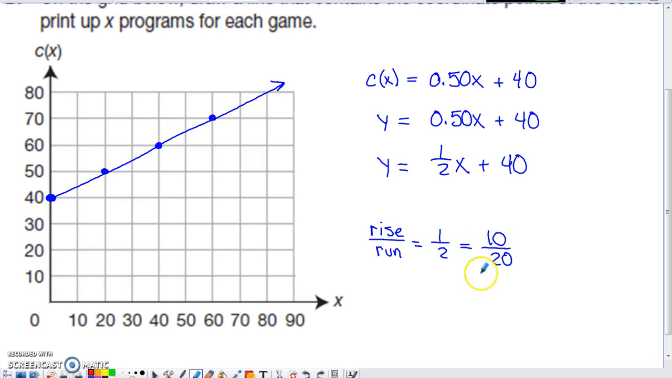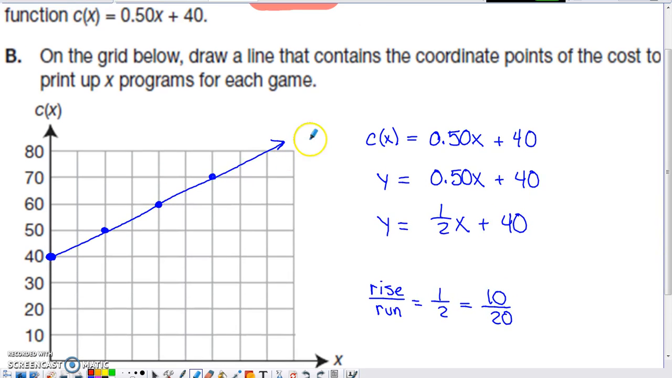And a rise of 1/2 is equivalent to a rise of 10 over 20 because these two fractions equal each other. 10 over 20 reduces back down to 1/2. So I rise 10, I run 20, put a point. Rise 10, run 20, point. Connect the dots, and we've got a line that contains the points to print up X programs.